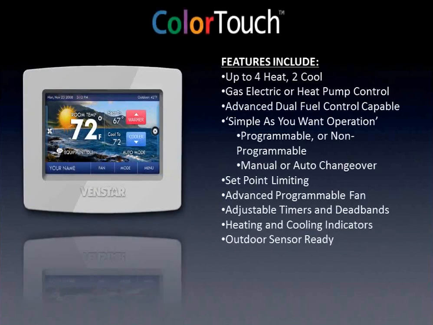We're going to focus more on the residential stat, but just keep in mind the commercial one does exist out there, and it just got a few different features. But both stats are 4 heat and 2 cool for a heat pump system. If it's a regular gas electric system, it would be 3 heat, 2 cool. So 3 stages of heat, 2 stages of compression. And all these stats can be used for either or. And the residential stat is, like I said, dual fuel capable.